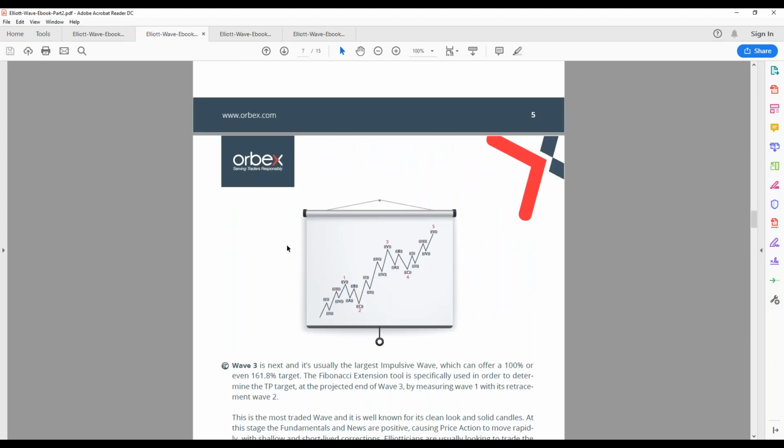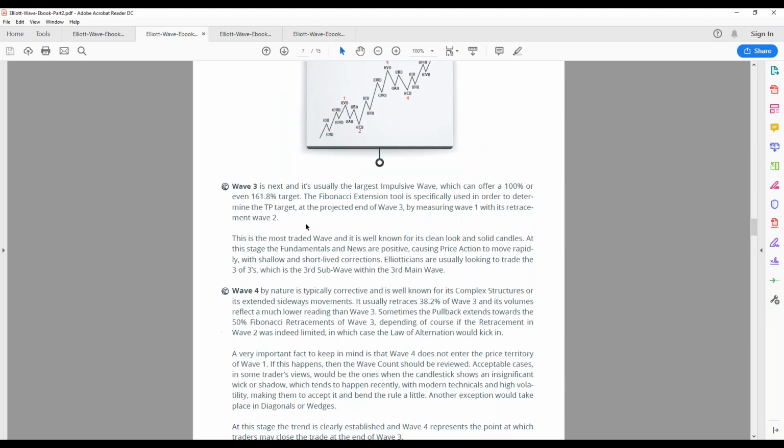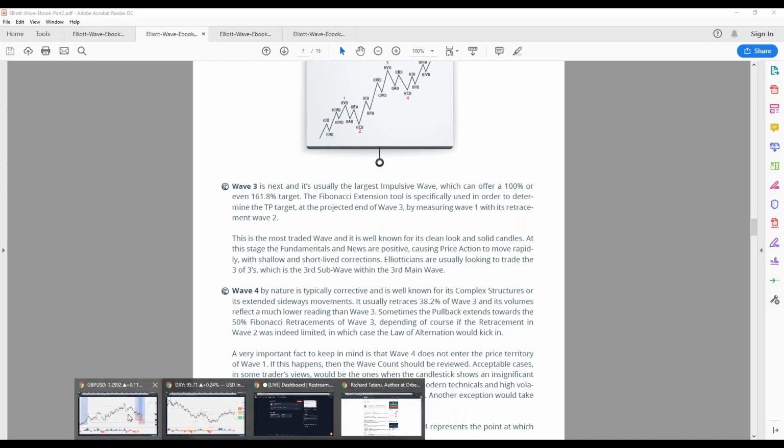Now next, wave three. Obviously you all know that it's the most powerful wave. From experience, it usually goes to 161.8, which implies an extension, of course, 161.8 or above: 200%, or even 261.8, even 300% if it's a super massive rally. And what I mean by this is Fibonacci extensions of wave one with its retracement wave two, right?